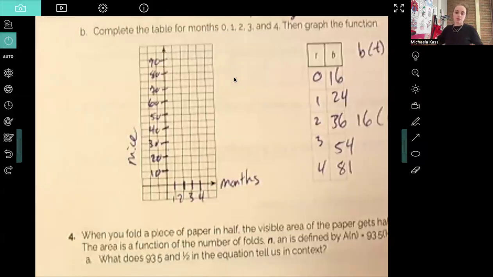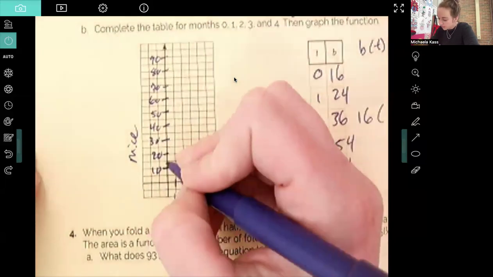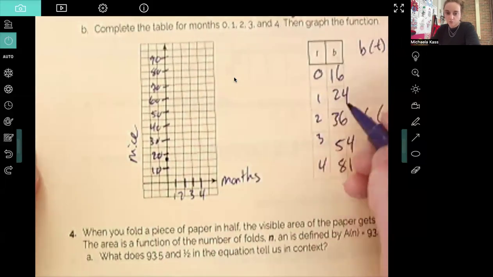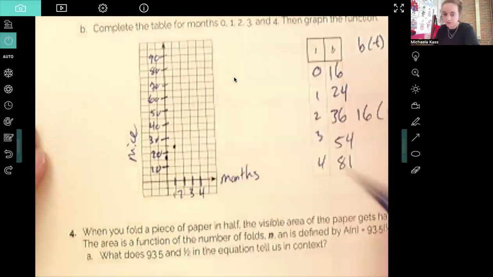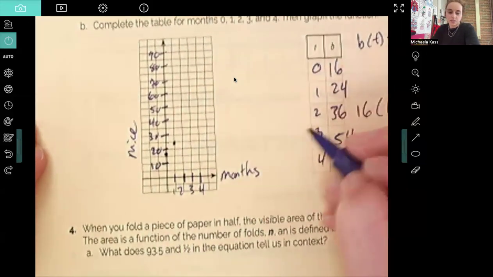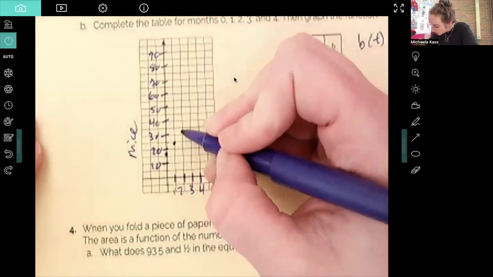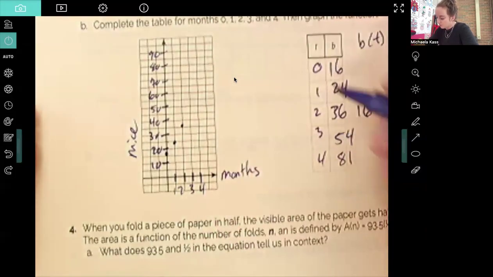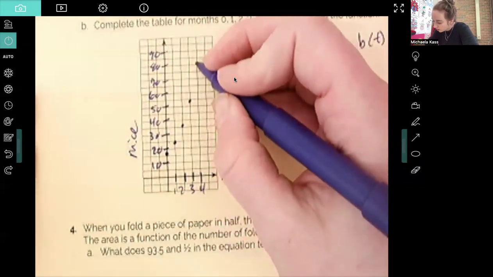So now it's just estimating, right? 0, 16. So 15 is in between, so 16 might be right about there, right? 24, so I find 1, I go up to where 24 might be, a little below 25. 36, so I'm going to go to 2, and I'm going to go all the way up to 36. Again, it's estimating roughly what 36 is. Now I have 54, so here's 3, up to 54, right about there. And I have 81, so a little above 81.